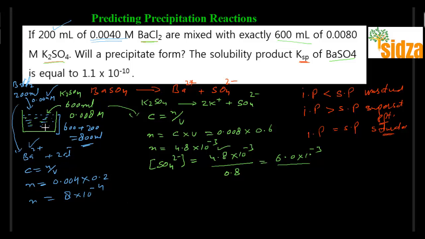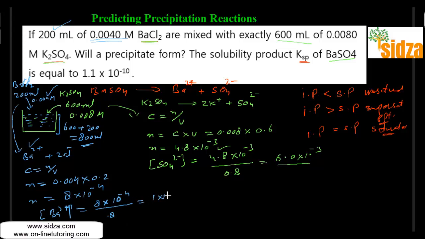Now in 800 mLs, after you mix it, the volume is 800 ml. So the concentration of the barium ions will be 8 into 10 to the power negative 4, that is the number of moles, divided by the volume, which is 800 mLs, or 0.8 liters, correct? So it will be 1 into 10 to the power negative 3. This is the concentration of the barium ions.